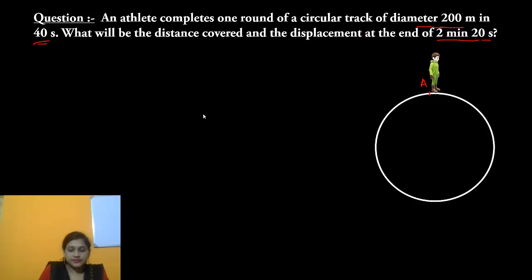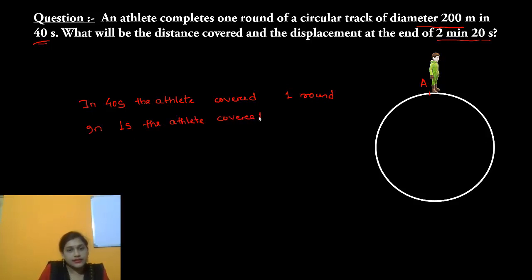So first, by the unitary method, we will solve this. How many rounds has he covered? So we need the number of rounds, so we will take the number of rounds on the right hand side. First we write, in 40 seconds the athlete covered one round. So in 1 second the athlete covered 1/40 round. Next, in 2 minutes 20 seconds, which is equal to 140 seconds, he covered 140 divided by 40. By solving this, we will get 3.5 rounds or 3.5 laps.